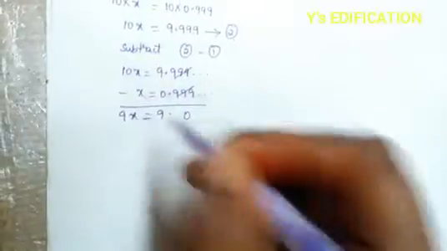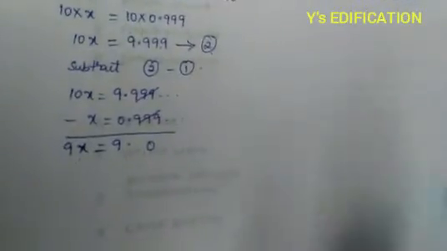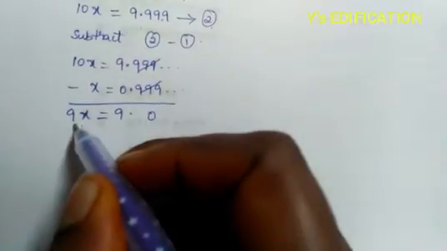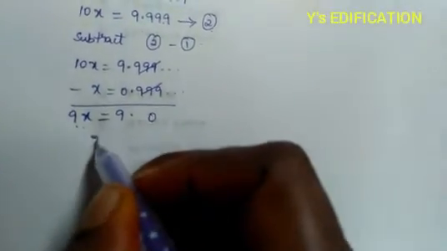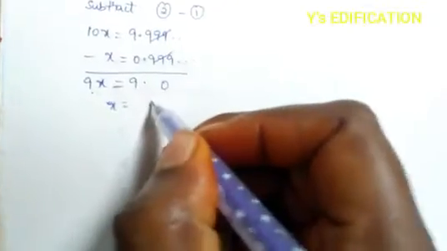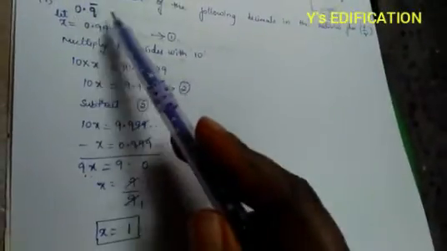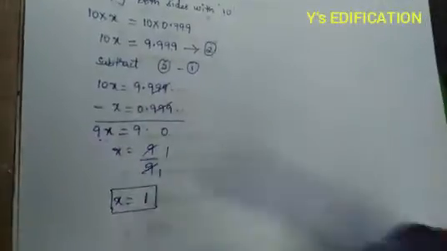We want it in rational form, which means I want the x value here. So I'll transpose this 9 to the RHS. So x is equal to 9 by 9. I'm going to cancel this, so x is equal to 1. 1 by 1 is 1. So here the rational number is 1. When we convert 0.9 bar into a rational number, the number is 1.